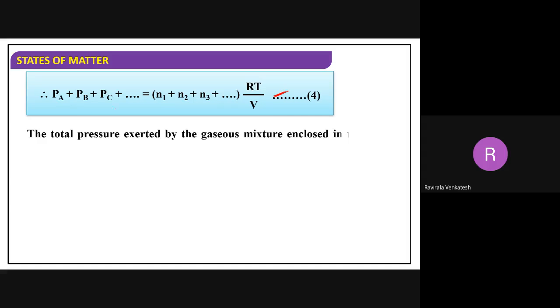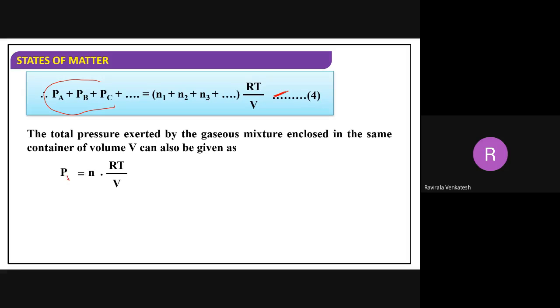Now, already we know PA plus PB plus PC is equal to P total. So in place of this one, I can take P total, the total pressure exerted by the gas mixture enclosed in the same container of volume V. Write P total into V. Now N1 plus N2 plus N3, you take as the number of moles of the total mixture. N is nothing but the number of moles of the total mixture.